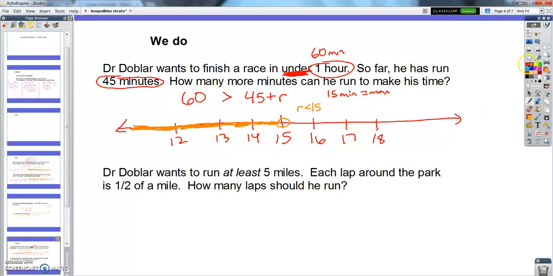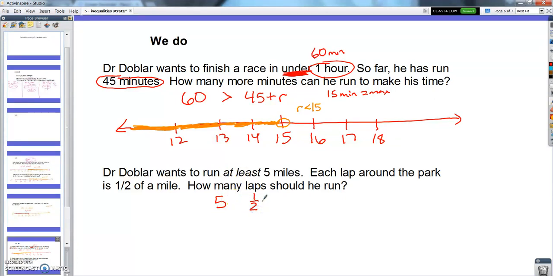One more. I'm going to have to go fast because I'm almost out of time. Dr. Dober wants to run at least 5 miles. Each lap around the park is half a mile. How many laps should he run? So on the one hand, I have 5 miles for my first expression. And on the other hand, I have half a mile times however many laps I'm going to run.